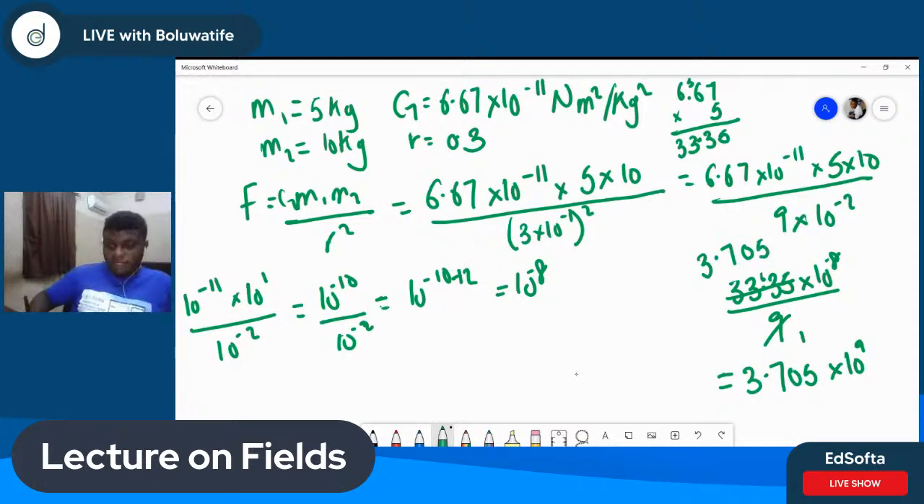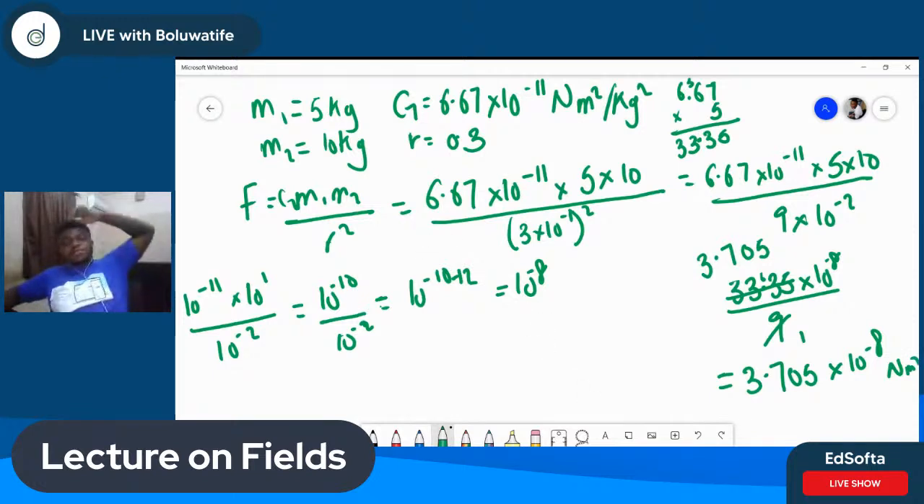So you have 3.705 times 10 raised to power minus 8 Newton meter squared. Okay, I think no, it's Newton meter. Oh sorry, it's force, so just Newton. So that is your answer. Very, very straightforward.